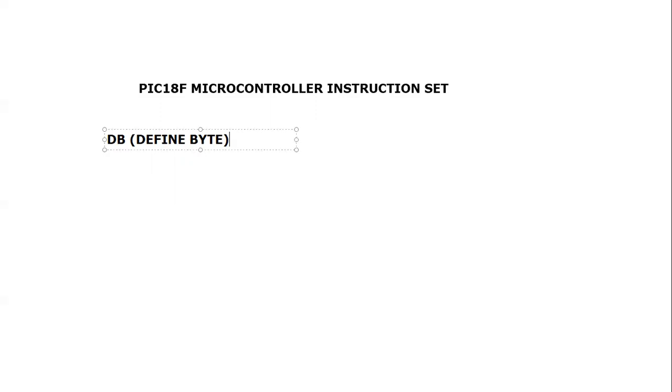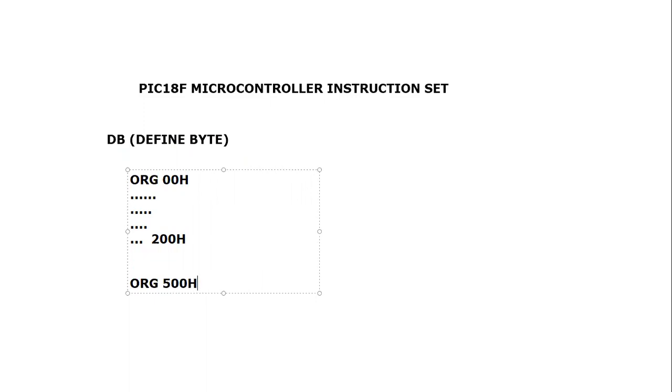So let's understand how it works. We know that there could be a large number of addresses, and maybe our main program is written starting at origin 00. But there is still space available after a certain point. It can go up to, let's say, 200 hex, which is the maximum address. It's quite a large memory, more than 1 lakh, or 100,000 locations. So after the main program there is still available memory that you want to utilize, for example starting at 500 hex.